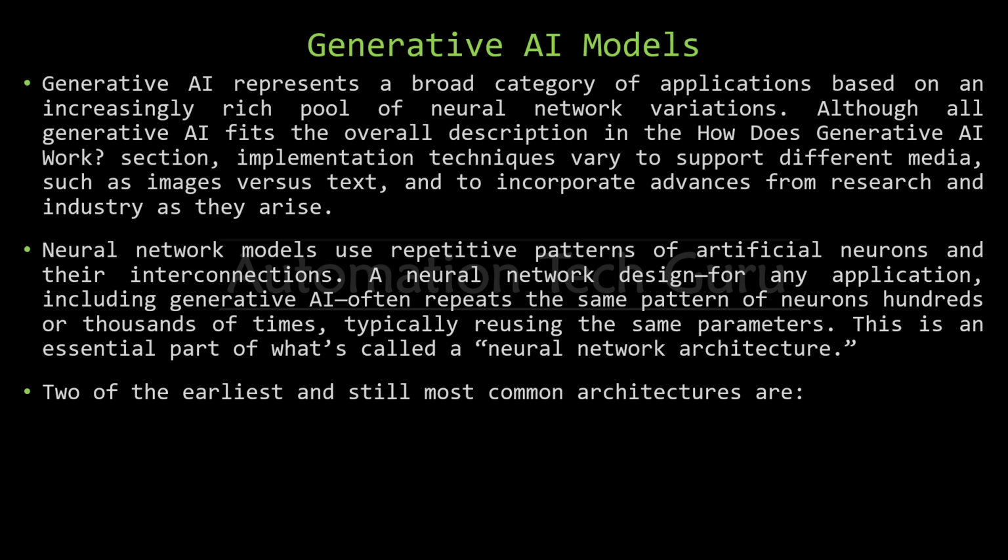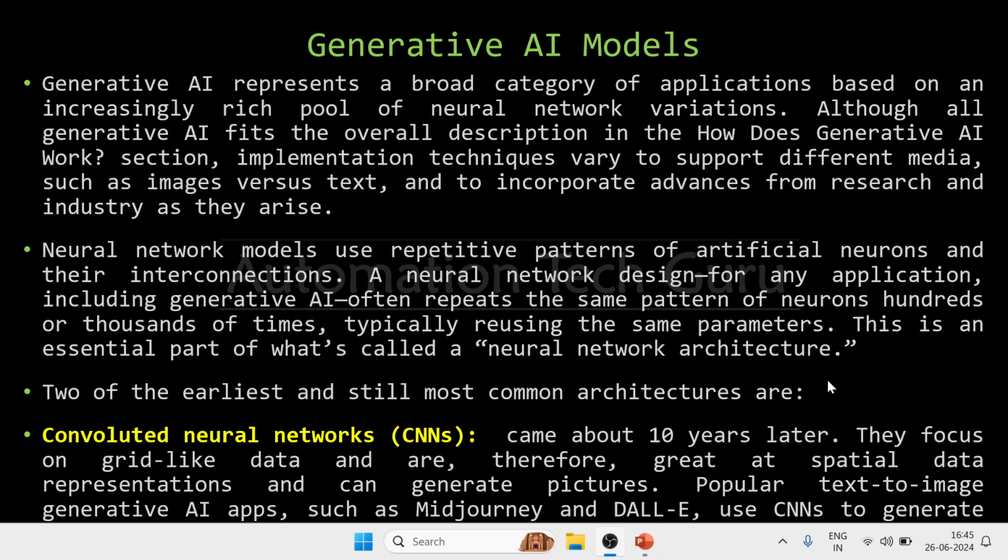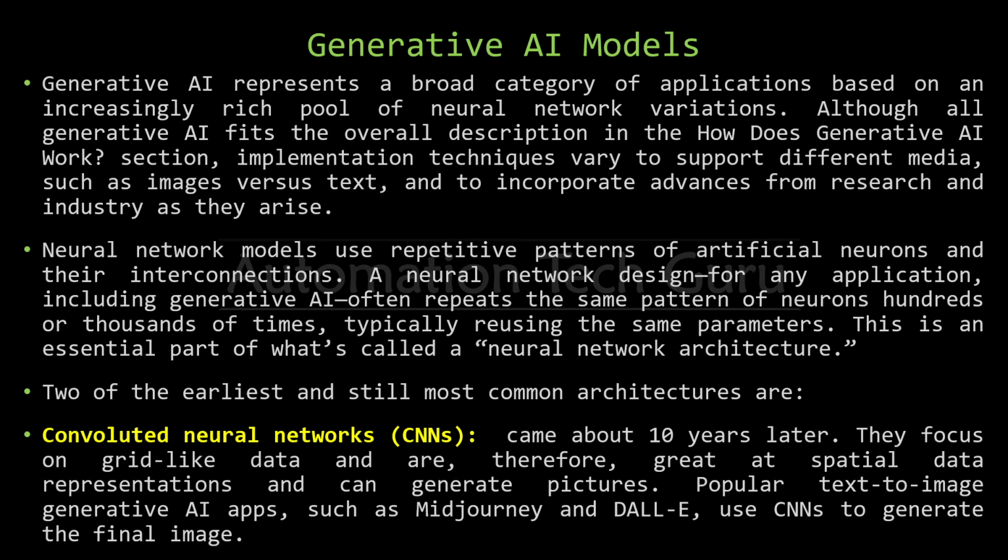Two of the earliest and still most common architectures are convolutional neural networks, that is CNNs, which came out 10 years later. They focus on grid-like data and are therefore great at spatial data representations and can generate pictures, popular for text to image.